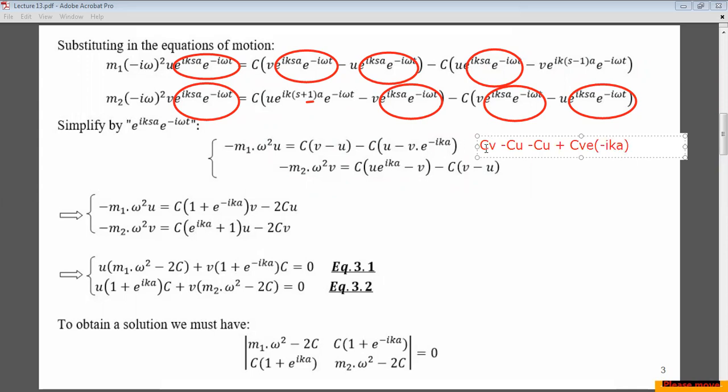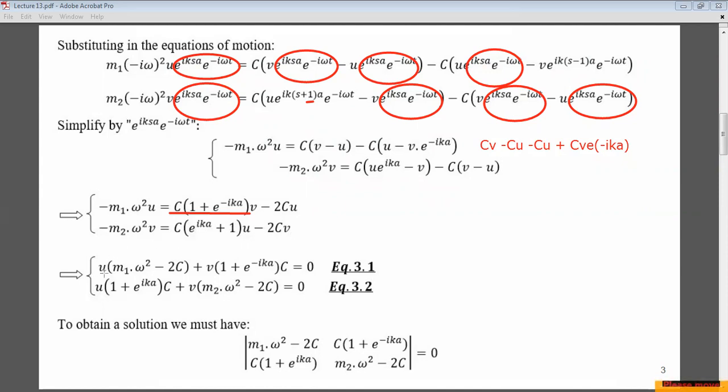Okay, so this gives me minus 2CU, plus CV, take it common, into (1 plus e to the minus ika), and this is what we see over here. The same thing in the second equation, I just remove the brackets, so I will have minus M2 omega square V is equal to C into (e to the ika plus 1) U minus 2CV.